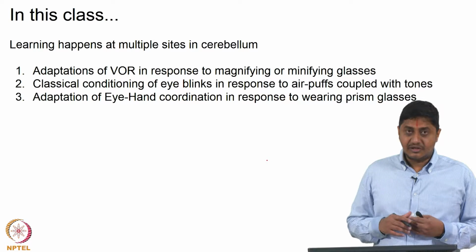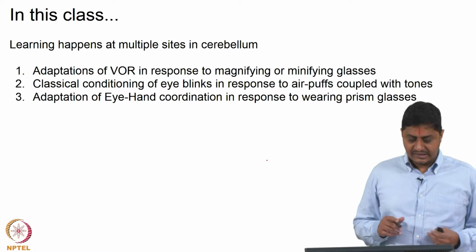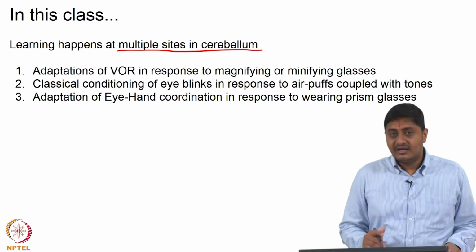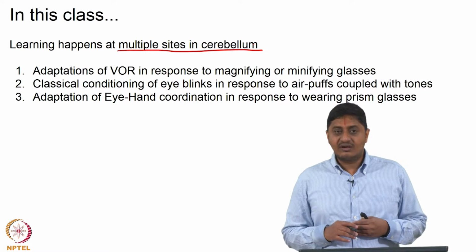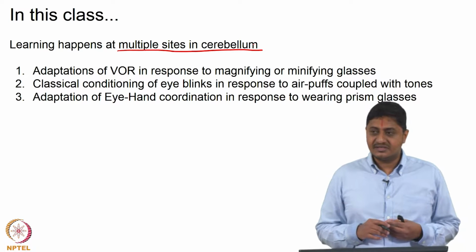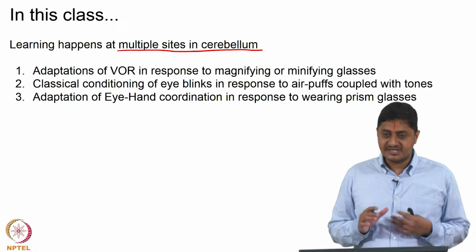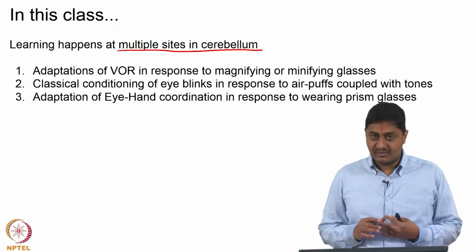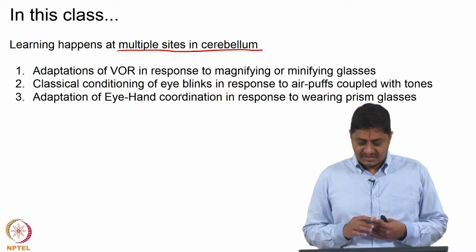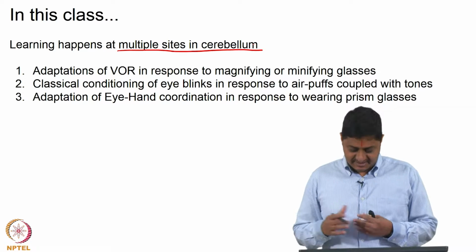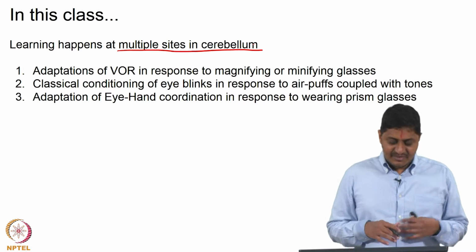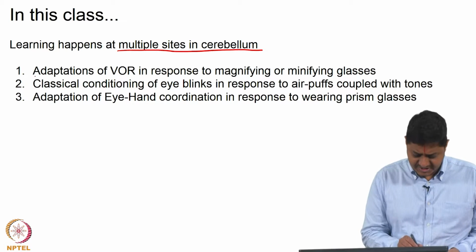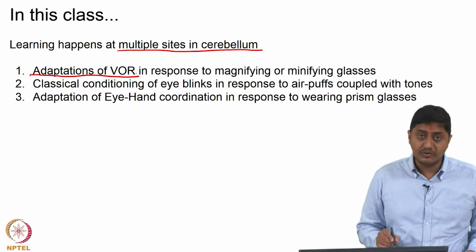We will continue the discussion and note that learning happens at multiple sites in the cerebellum. In the previous class we discussed one site in which learning could happen, that is the climbing fiber Purkinje cell synapse, or synapses of the climbing fiber Purkinje cell that act as teaching signals, right. Some examples of learning are presented. We will start with adaptations of vestibulo-ocular reflex.